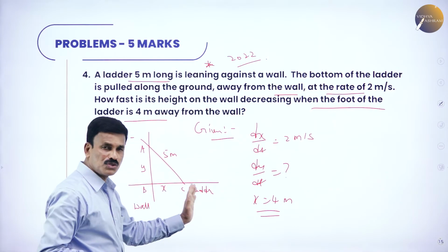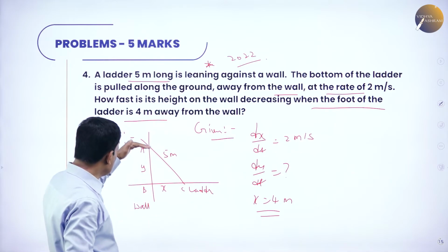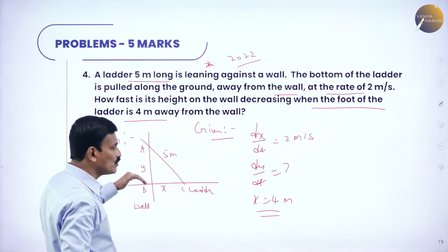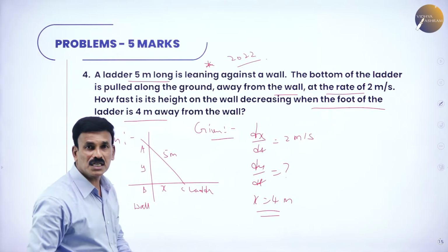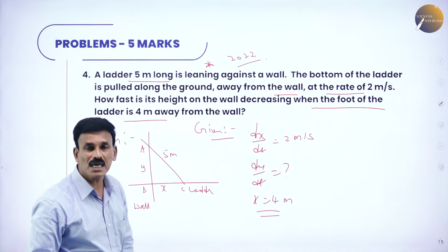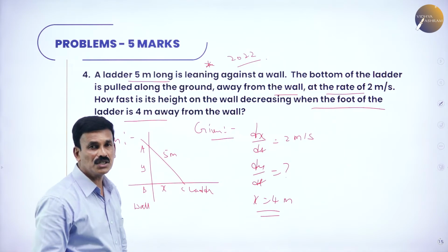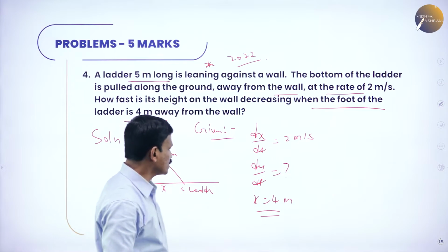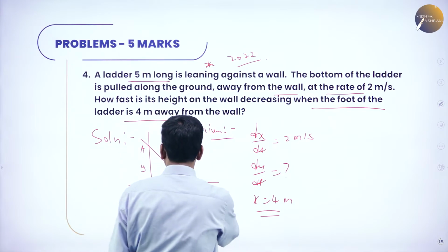See here, when the ladder moves away from the wall, this goes on decreasing. The answer you are going to get is decreasing, meaning negative. So you will get dy by dt as negative. If you get a negative answer, then definitely it is the correct answer. Now let us come to the problem.